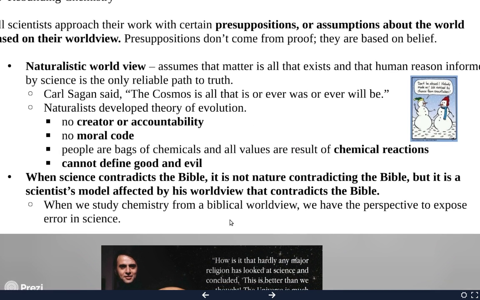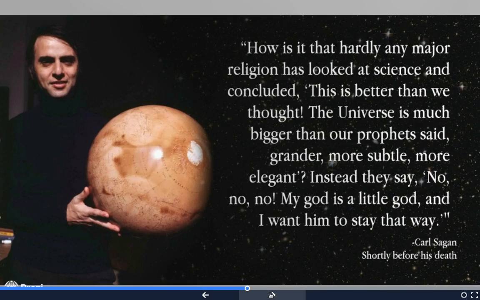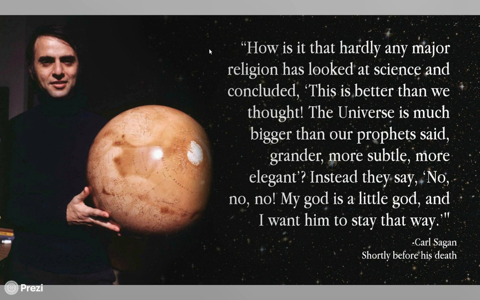When we study chemistry from a biblical worldview, we have the perspective to expose error in science. Now this guy right here, that is Carl Sagan. He's mentioned in the textbook, and he is a very famous scientist. Read what he says here. "How is it that hardly any major religion has looked at science and concluded this is better than we thought? The universe is much bigger than our prophets said, grander, more subtle, more elegant. Instead, they say, no, no, no, my God is a little God, and I want him to stay that way."